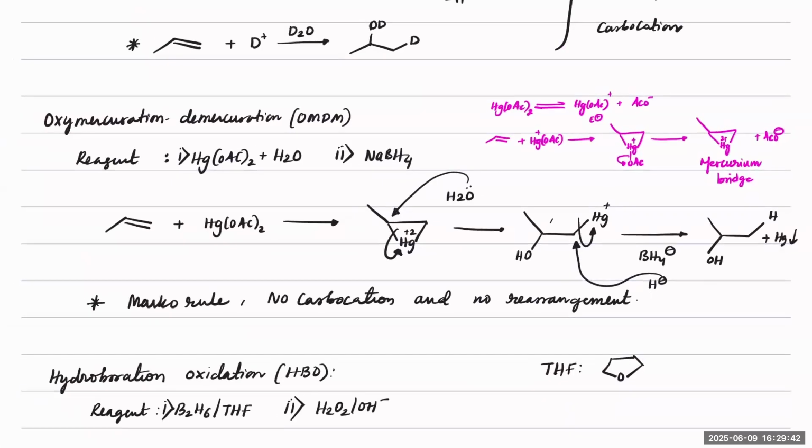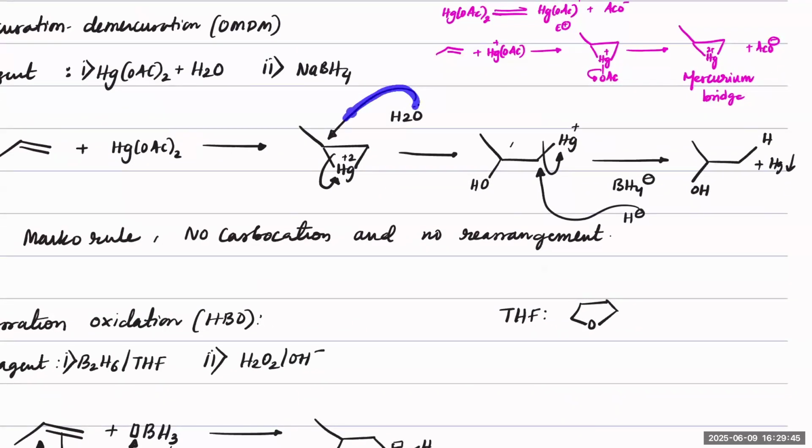Got it? Once you get a mercurinium bridge, now water as a nucleophile will attack on the more substituted carbon. This I explained to you, why more substituted. Yes, sir. So water will come here, then from water H plus will leave, and now this mercury will have sufficient electronegative nature compared to carbon that it can break the bond and convert itself into mercury precipitate. Then what's happening to this carbon? This carbon is getting positive charge. So how would I negate that? By pushing an H minus. How will I get H minus? By getting BH4 minus. So BH4 minus is a reducing agent which is helping in demercuration. That means removing out mercury.